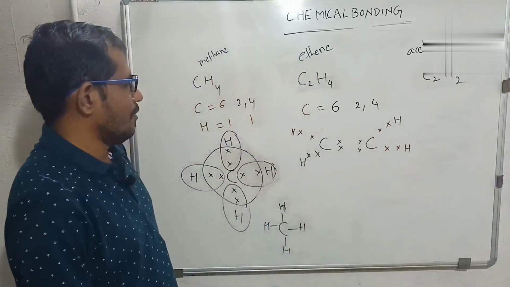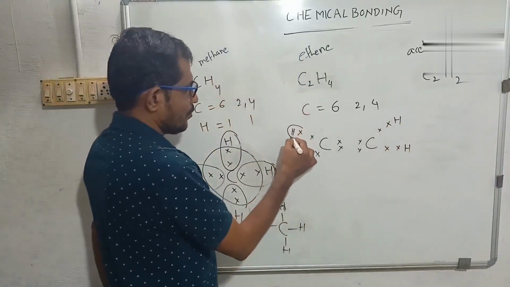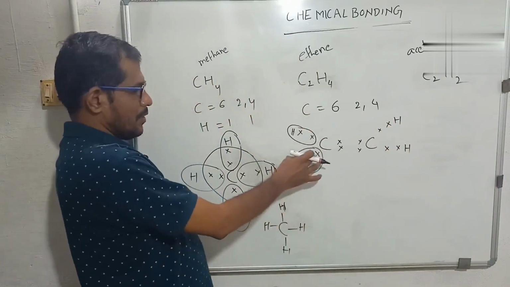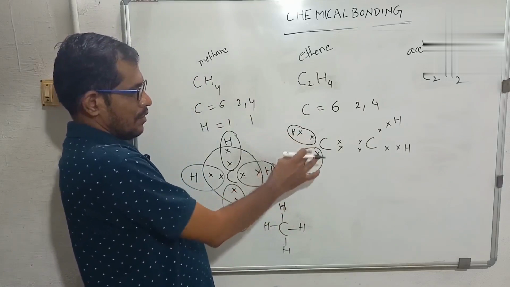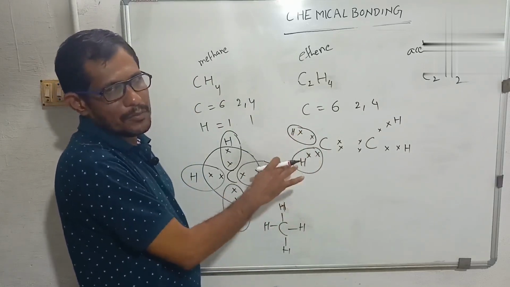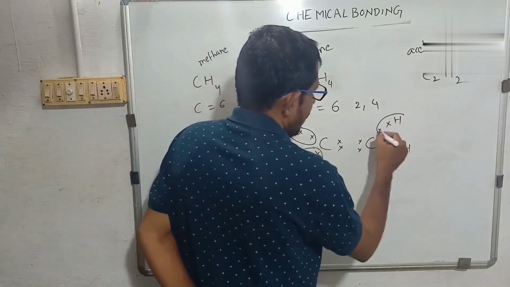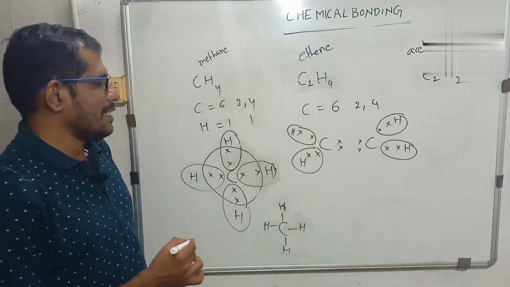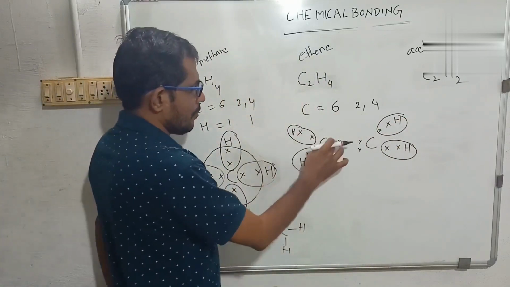Now this hydrogen will get a duplet. This hydrogen will become stable by a duplet. That means hydrogen takes 2 electrons. So we need to make a circle like that. Hydrogen has 2 electrons to become stable, right? So here also hydrogen has 2 electrons. For carbon, it needs 8 electrons. So 1, 2, 3, 4, 5, 6, 7, 8.